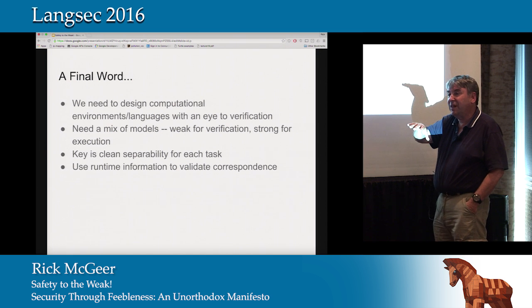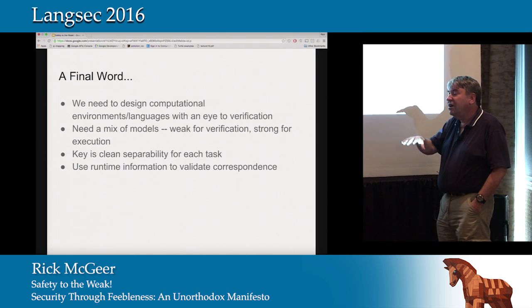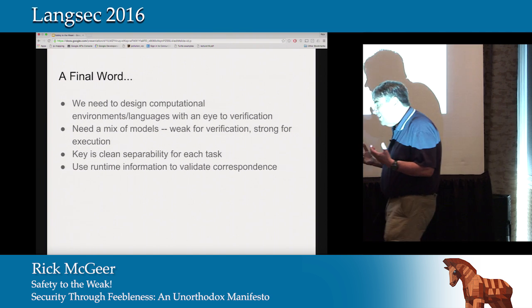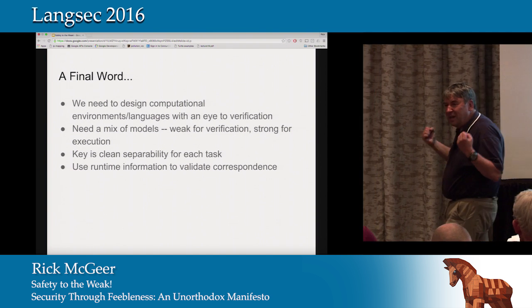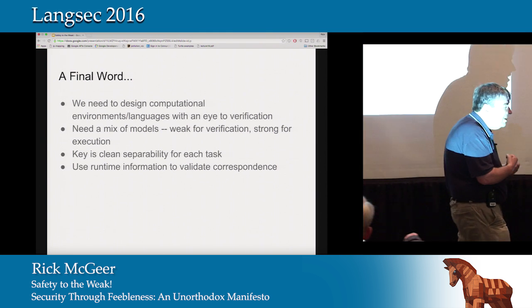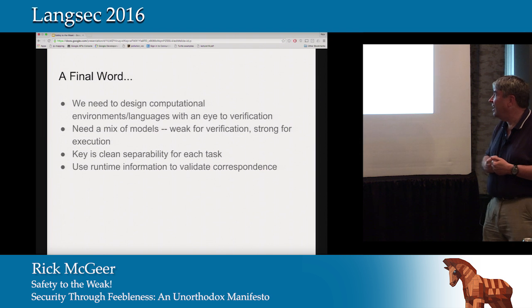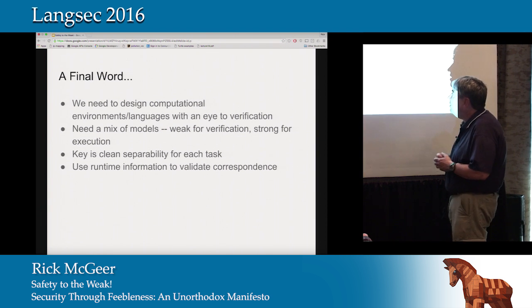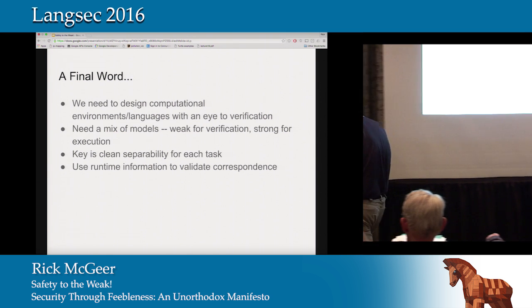The attraction to a developer on this, by the way, is that you don't have to put so many assert statements in your code, like does the input look weird, all that stuff, because the model, if it's wrapped around properly, takes care of that. But the key is clean separability and using the runtime information to validate the correspondence.